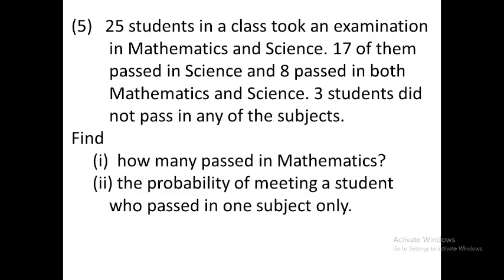Find i, the number of students who passed in mathematics. Find the probability of meeting a student who passed in one subject only. Good. So let's collect the information given in this preamble. So 25 students becomes the universal set. Good. Then our science, which is 17.